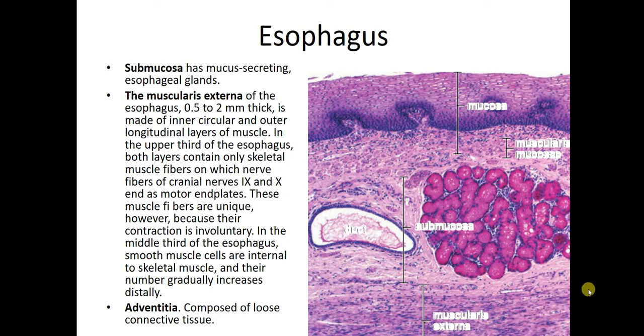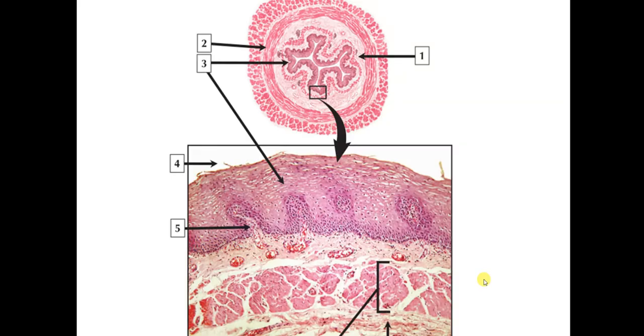Okay, distally towards the stomach. Adventitia is composed of loose connective tissue, of course. Same as everywhere, it is composed of loose connective tissue, so trunks of nerves and trunks of blood vessels which supply it spread along the adventitia. On this diagram it is not shown.